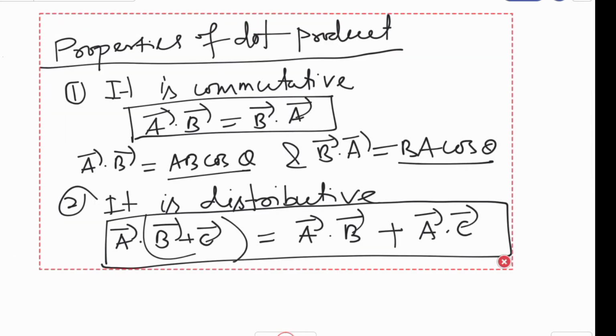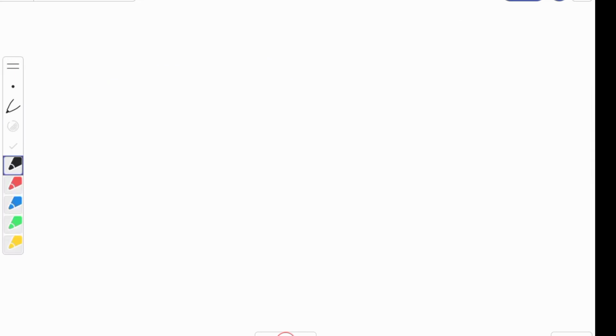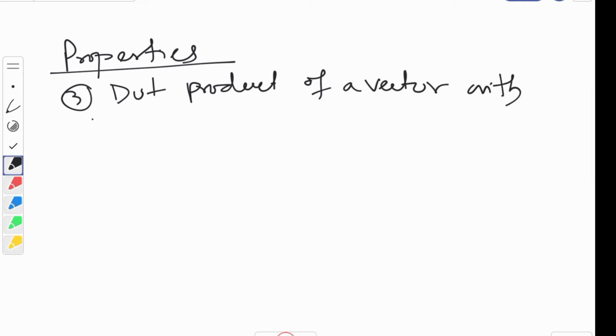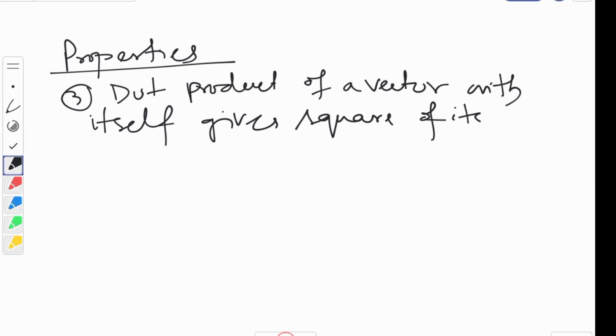Let me clear the board. Dot product, third property. The dot product of a vector with itself gives the square of its magnitude. What does it mean? Magnitude means only the value, you know.